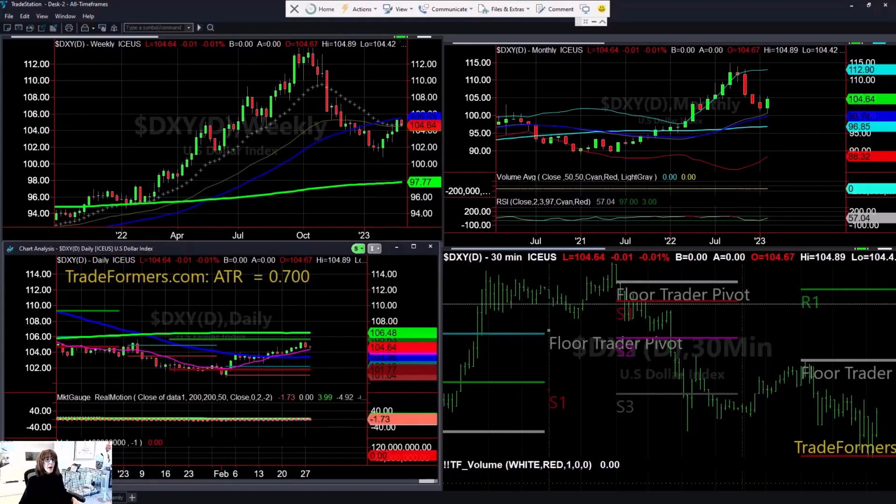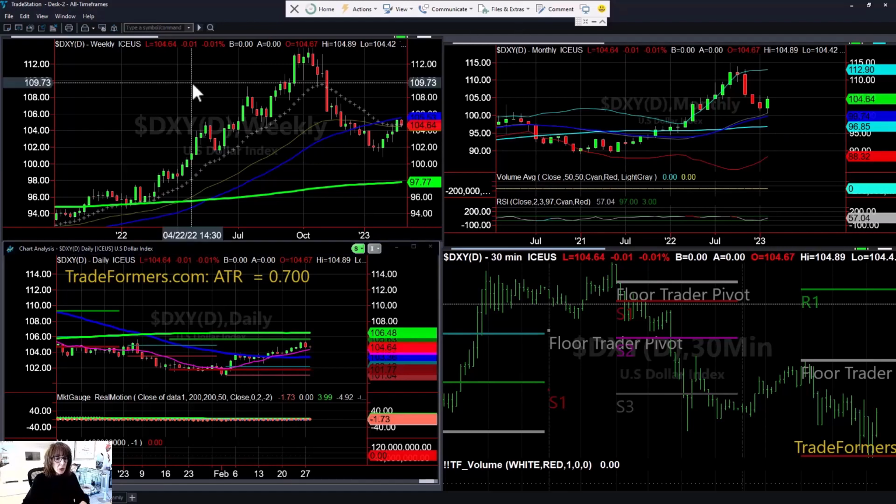The last note about the dollar, going back to my TradeStation charts, is that I would think if this breaks down under 104, then we may take another visit to retest this 23-month moving average, in which case I would probably say that the euro would start to do better along with the yen. So at this point, crossroads.